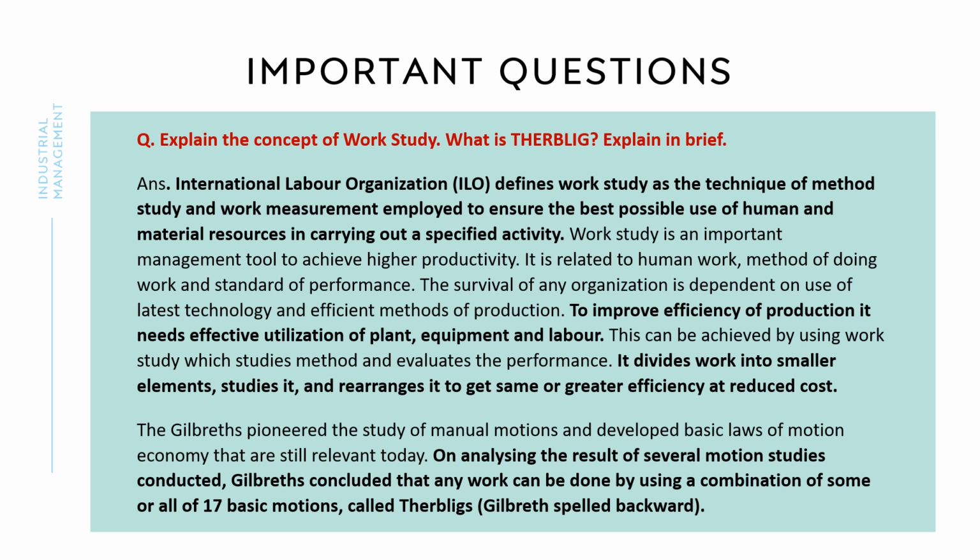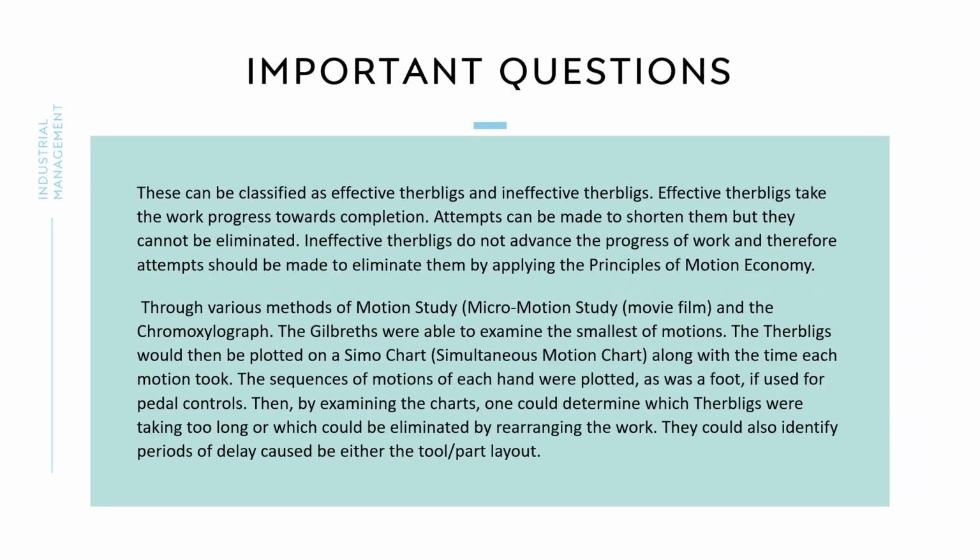The Gilbreths pioneered the study of manual motions and developed basic laws of motion economy that are still relevant today. These can be classified as effective Therbligs and ineffective Therbligs. Effective Therbligs take the work progress towards completion. Attempts can be made to shorten them, but they cannot be eliminated. Ineffective Therbligs do not advance the progress of work, and therefore attempts should be made to eliminate them by applying the principles of motion economy.